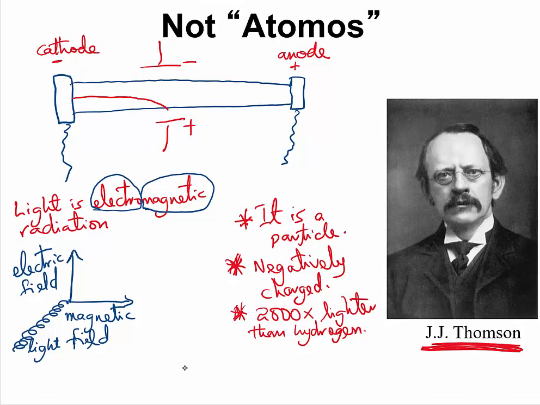The particles in that tube that J.J. Thomson originally called cathode rays are now called electrons.